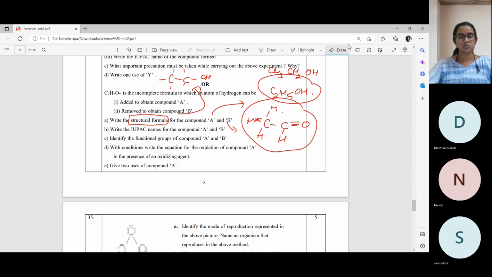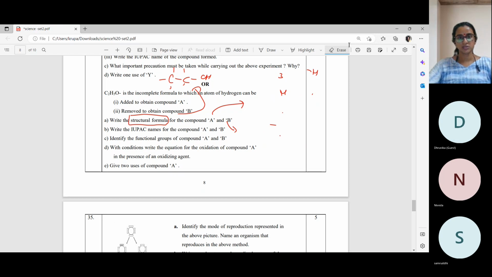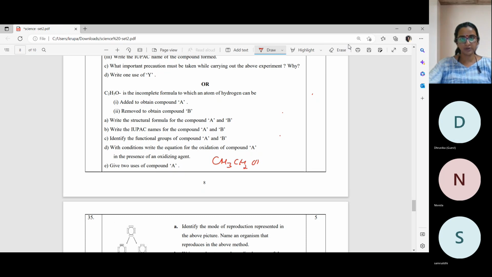Okay. All right. So I think IUPAC names we've already discussed. Functional groups, you guys are comfortable identifying the functional groups. Yeah. So ethanol will have an alcoholic functional group. Ethanal will have an aldehyde as the functional group. Okay, next. With the conditions, write the equation for the oxidation of compound A in the presence of an oxidizing agent.